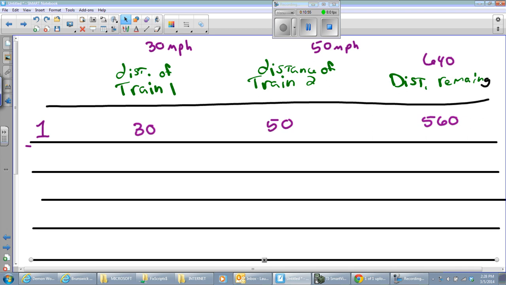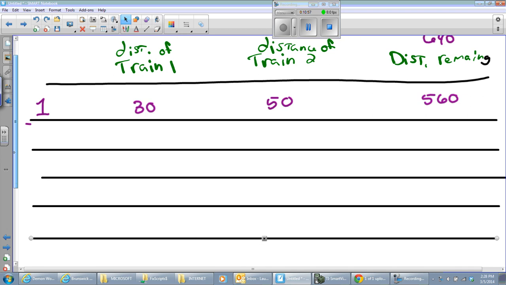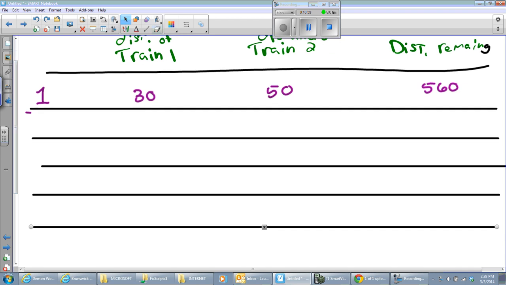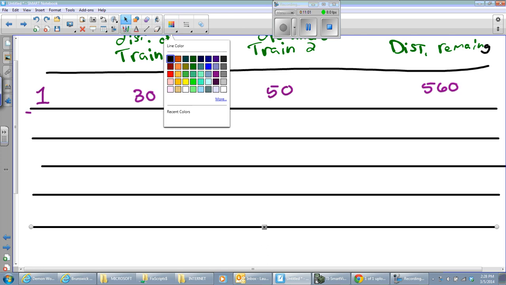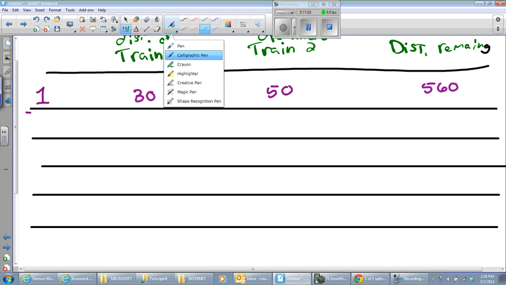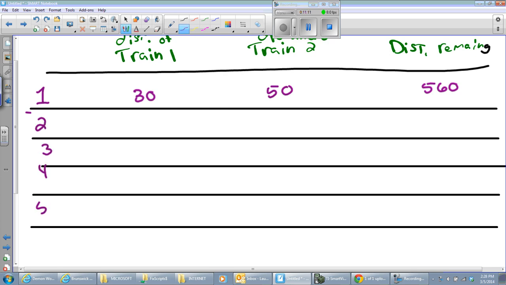I'm not sure how many it's going to take. I might need more than that. So these are the purple numbers on the left, excuse me, are the hours. So 2 hours, 3 hours, 4 hours, 5 hours, 6 hours. We'll see if I need to do more.